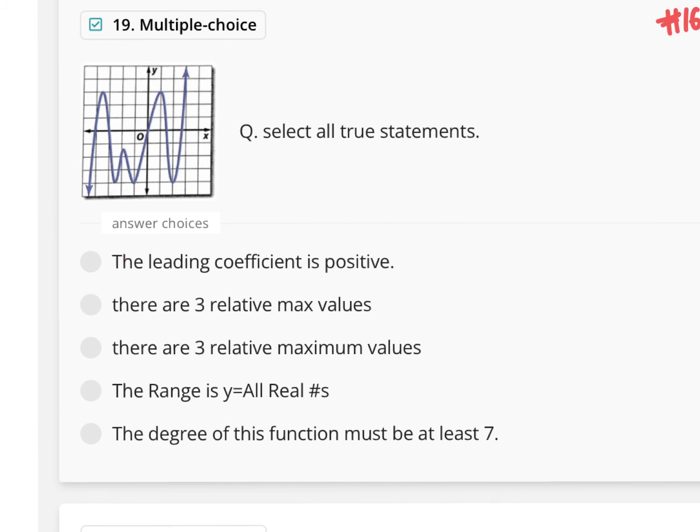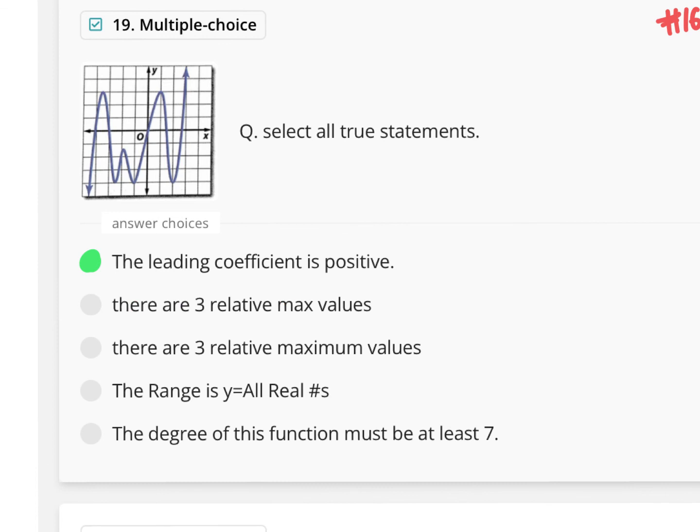The leading coefficient's positive? Yes. It's an odd degree function, down here and up here. We know that if it does have an odd degree function with end behavior of down here and up here, it is a positive leading coefficient. So this is correct. It says there are 3 relative max values.